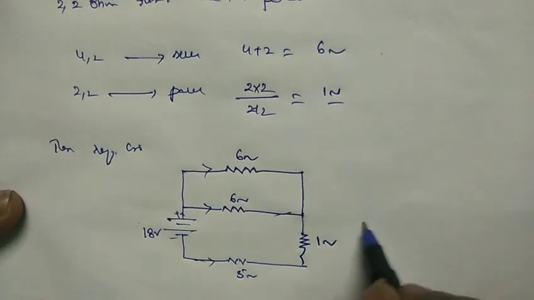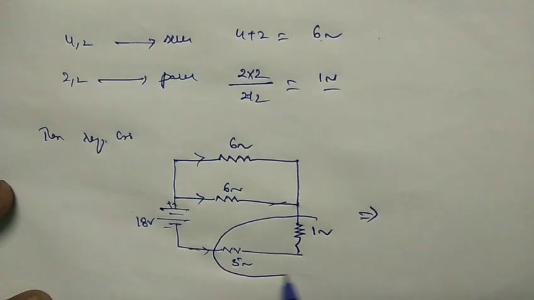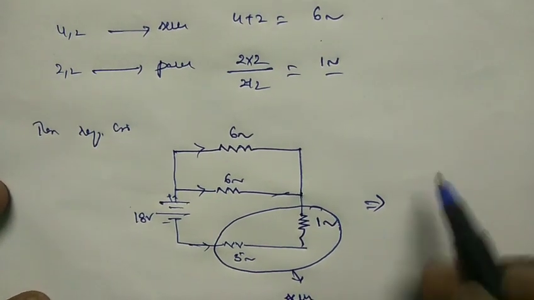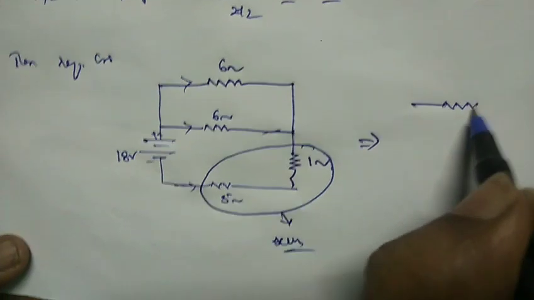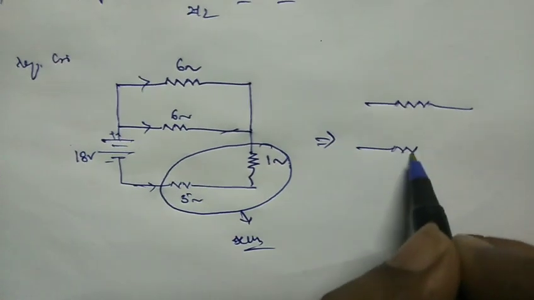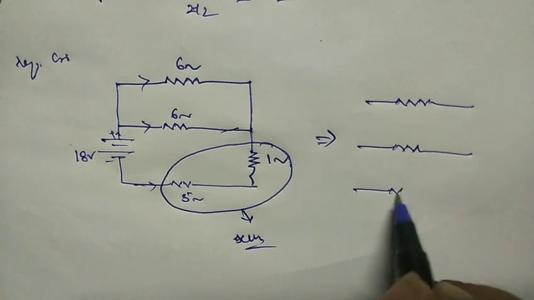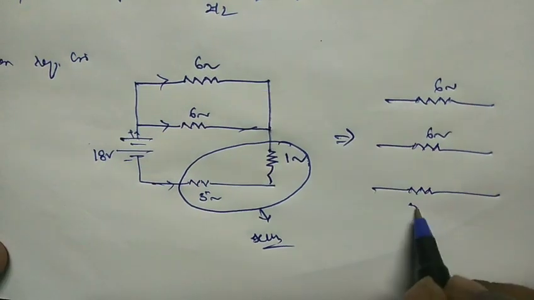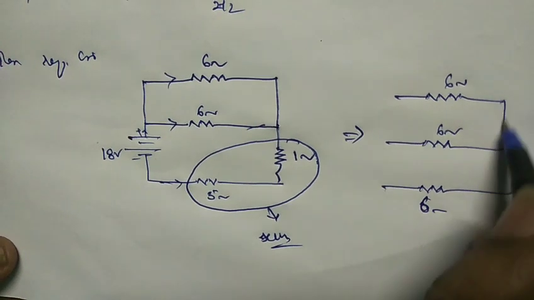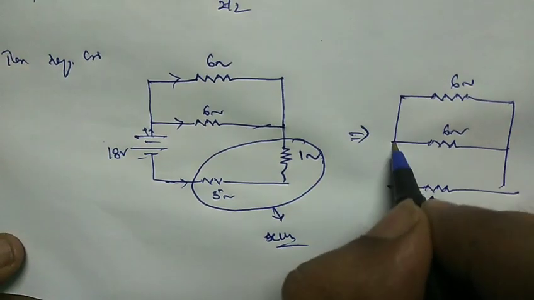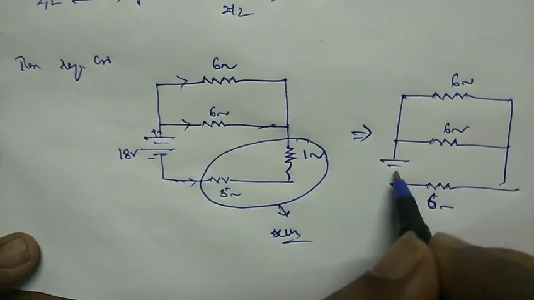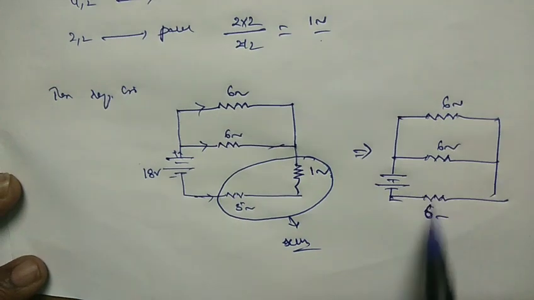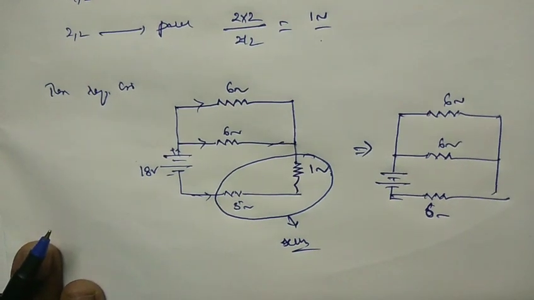So from here, 2 resistances are in series. Therefore 6 ohms, here also 6 ohms, and here also 6 ohms. From this circuit, all are in parallel, it looks like that.